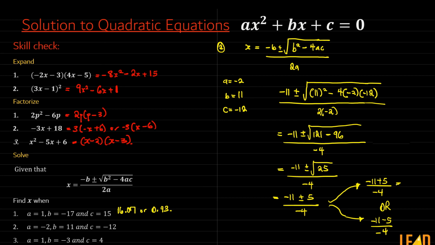Minus 11 plus 5 would give you minus 6. Minus 6 over minus 4 would give you plus 3 over 2, because minus will cancel out minus. Good. For this one, we would have minus 16 over minus 4, which gives you positive 4. So our solutions are 3 over 2 or 4, right?